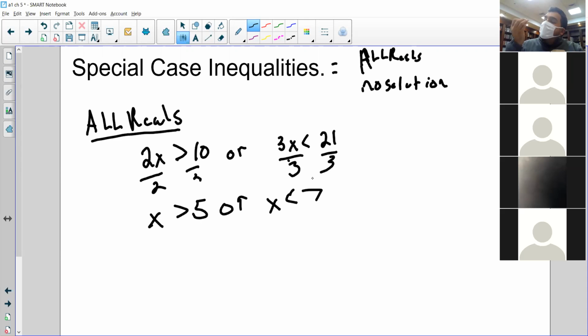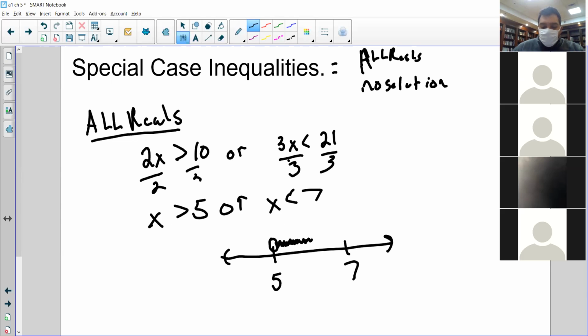So let's graph that in a number line. It's a really weird graph. Here, x is bigger than 5, so I put an open circle. And this is an or statement, so I'm going to go. But wait a second, x is less than 7 over here. But because this is an or statement, I keep going and going. And then over here, I'm going to keep going and going.